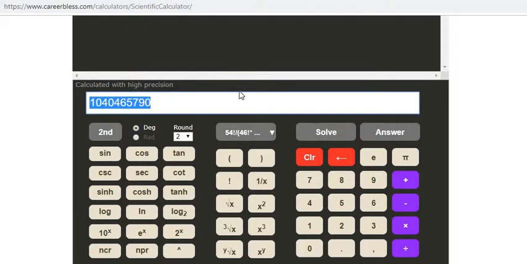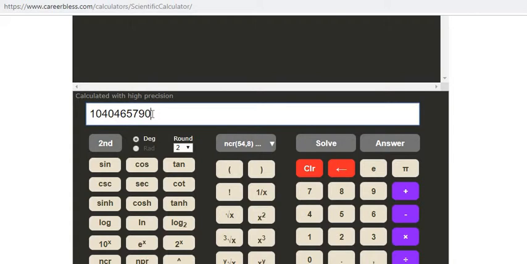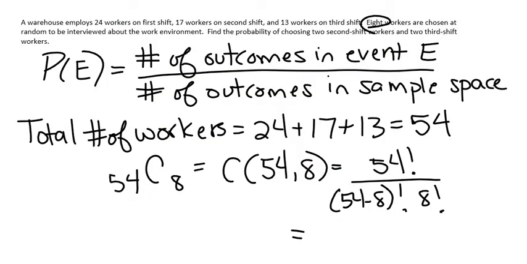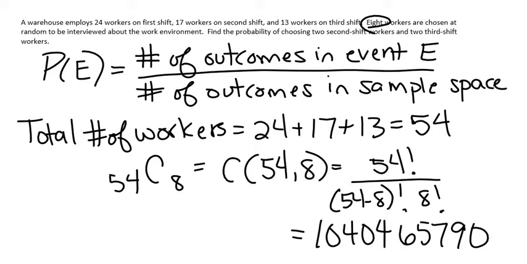Now let's look at using the combination function. For this particular one, you just click the NCR, then put in your 54, put in a comma, and then your 8. In the parentheses, answer. And you can see that you have the same answer. So let's write down that answer. Okay, so that would be the total number of outcomes in the sample space.